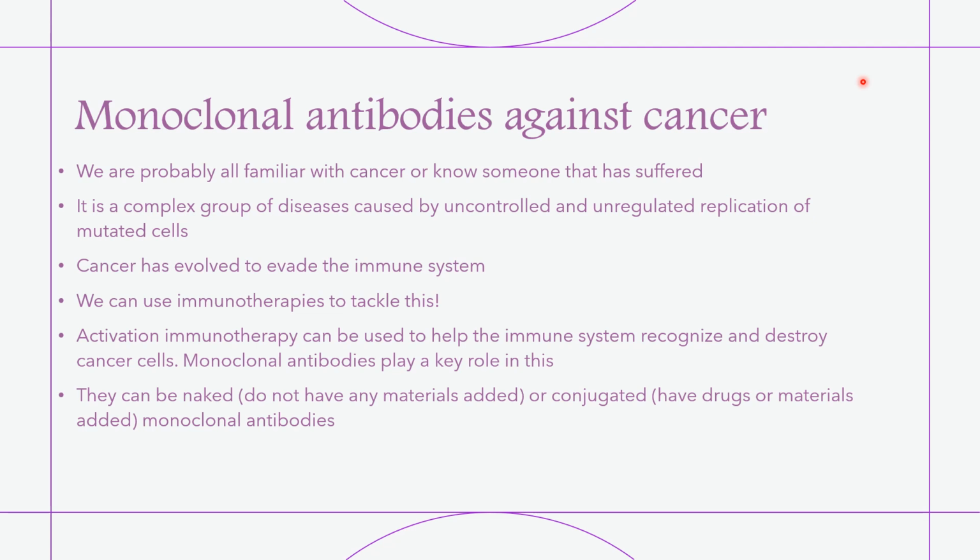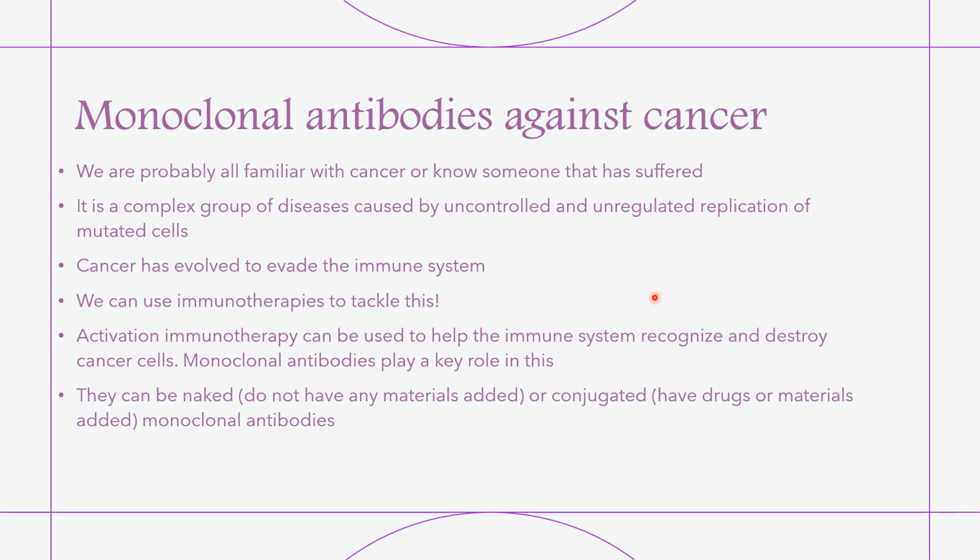One thing that we can do is use them against cancer. You're probably all very familiar with cancer. I certainly am. You probably know someone that has suffered. This is obviously a major disease that we're always working on to try and improve treatments for. It's a complex group of diseases, but it's caused by uncontrolled and unregulated replication of mutated cells. Cancer has been around for a long time, and as a result, it's evolved to evade the immune system. What that means is it can display or not display certain molecules. They've actually gotten really smart so that they can evade the immune system and they won't be detected by T cells or B cells, which is really quite tricky.